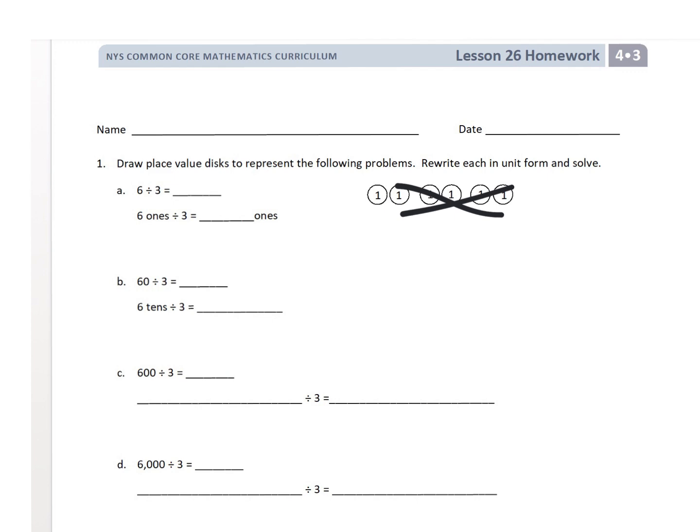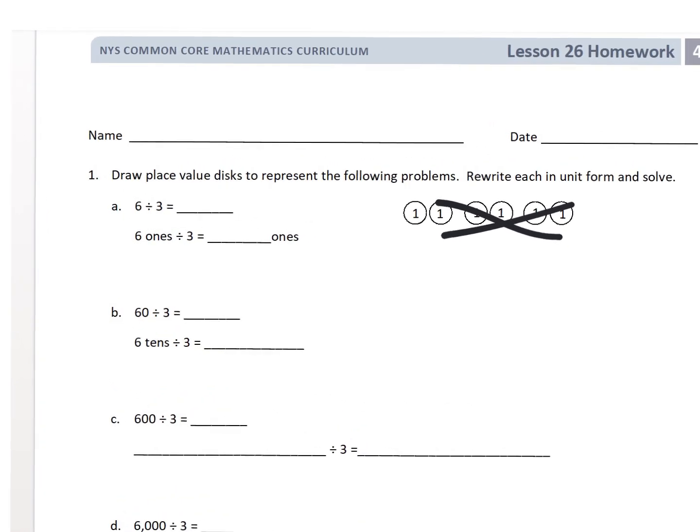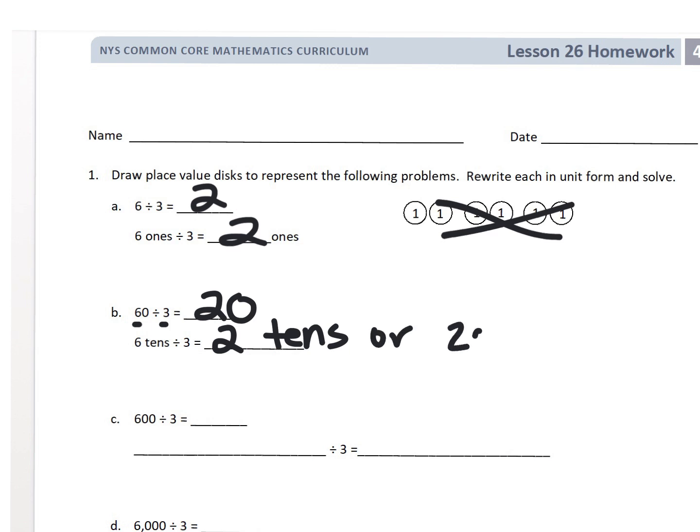Just solve. So if we're doing 6 divided by 3, if you know that fact family, that's 2 ones. 6 ones divided by 3 is 2 ones. 60 divided by 3 is the same idea as 6 divided by 3, which is 2, and put that 0 on the end. So that would be 20. 6 tens divided by 3 is 2 tens, or 20. Either way. Then 600 divided by 3.